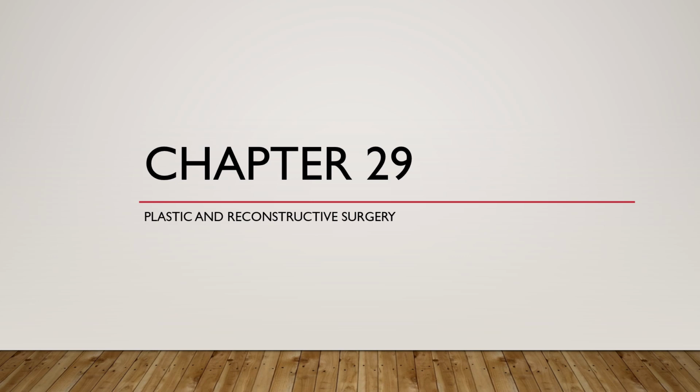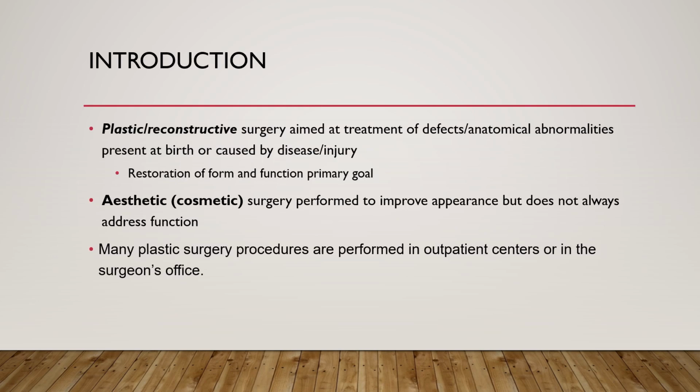So now we are going to finish up with chapter 29, which is plastic and reconstructive surgery. All right, start off with an introduction here. There are two aspects to plastic surgery. The first is plastic or reconstructive surgery. This is aimed at the treatment of defects and anatomical abnormalities that are present at birth or caused by disease or injury. We are focusing on restoration of form and function during plastic and reconstructive. This is our primary goal for that.